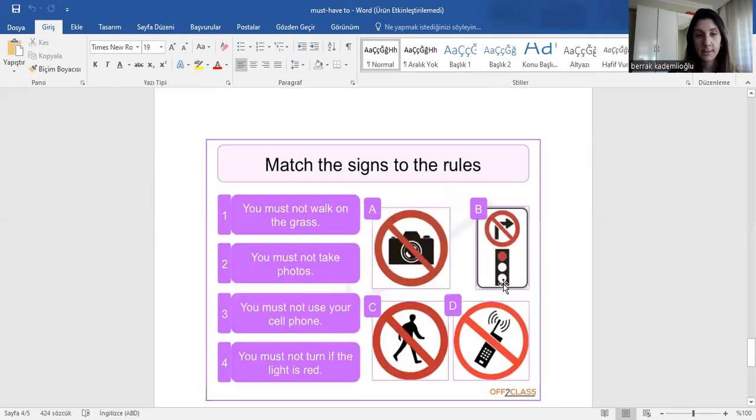Okay, let's look at this box. Match the signs to the rules. For the rules, what are we using? Must or have to? Must. We must not walk on the grass. C. You must not take photos. A. You must not use your cell phone. B. You must not turn if the light is red.